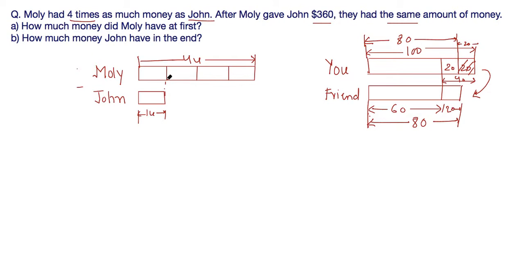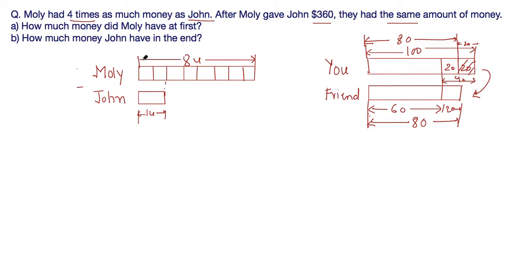Better would be that we divide each of these units into 2 parts. So let's do that. I'm going to show you how to do it. See here, I'm dividing each of the units into 2 parts. So your 4 units become how much now? Your 4 units now become 4 times 2, 8 units, right?